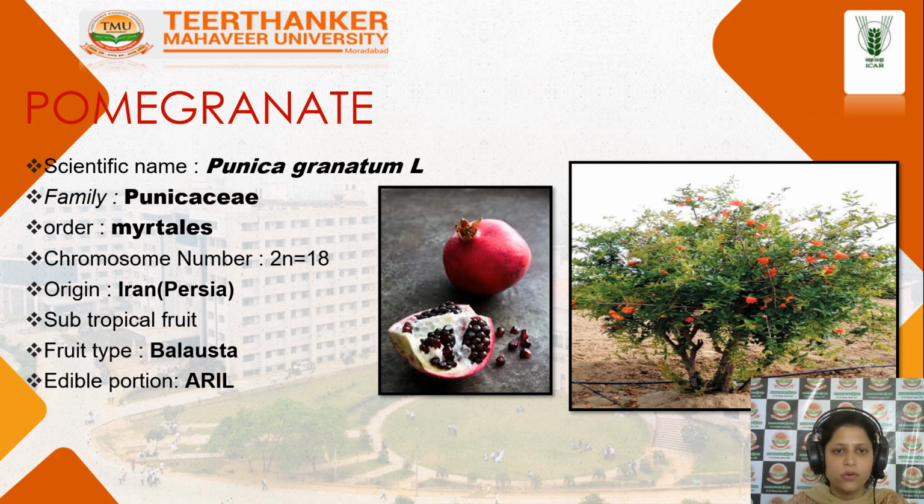Pomegranate, botanically known as Punica granatum, belongs to family Punicaceae, order Myrtales. Its chromosome number is 2n equals 18. Its origin is in Iran, which was earlier known as Persia. It is a subtropical fruit. Its fruit type is balausta and its edible portion is aril, or we can say the juicy outer covering of the seed.